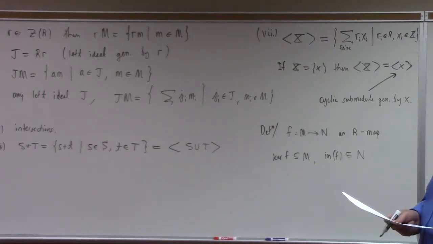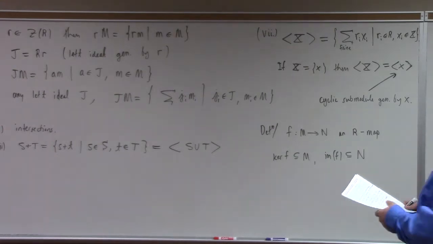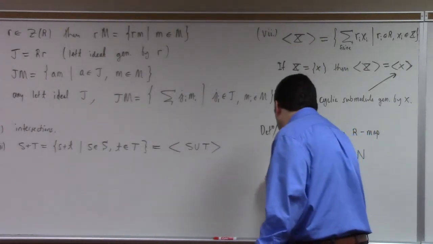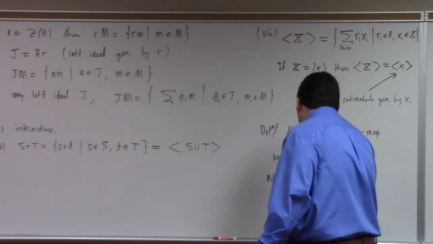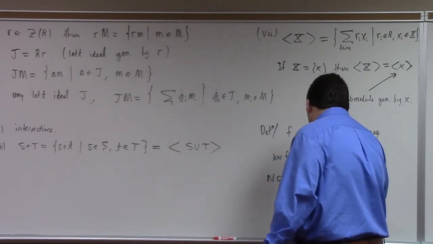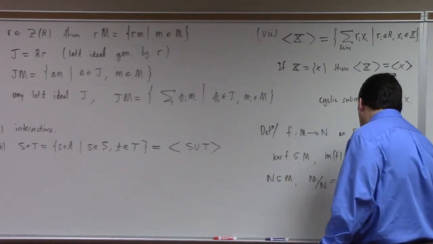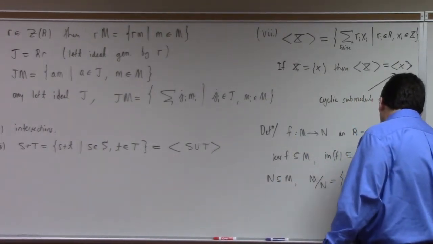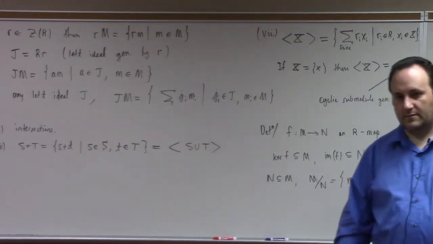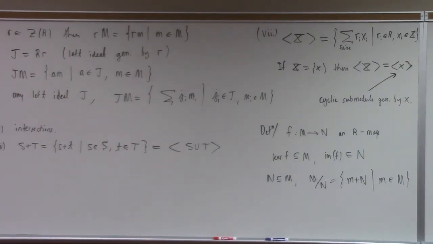You can define a quotient module. If you have N as a submodule of M, you can define M over N. And it's the same as usual. It's m plus N, such that m is in M, right? So this is the quotient module. And the usual song and dance works there too. When are two cosets equal? They're equal if the difference of their representatives is in the quotienting submodule, in N.